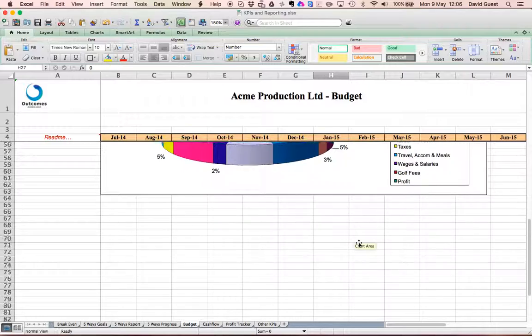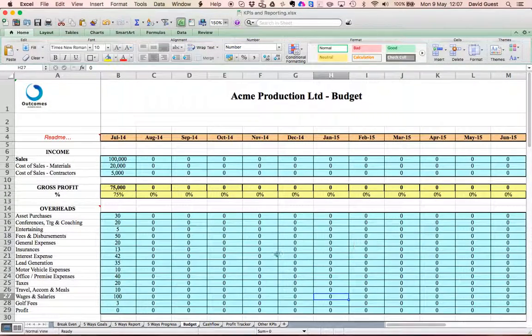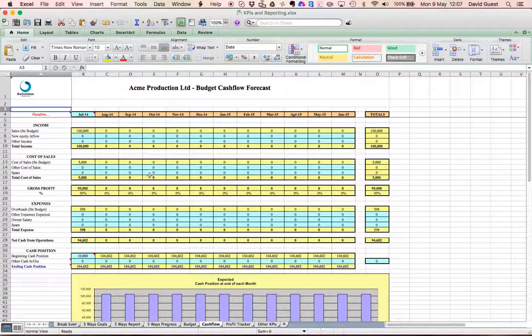Here's a bit of a breakdown of overheads. But the main thing with this budget is that you understand what the model will look like moving forward. The next tab is cash flow. Now, for some businesses, cash flow and budgets are going to be similar because there's no lag, and that's usually companies that work on a cash basis. If you're on accruals, then you're probably going to need to drill in here a little bit more.